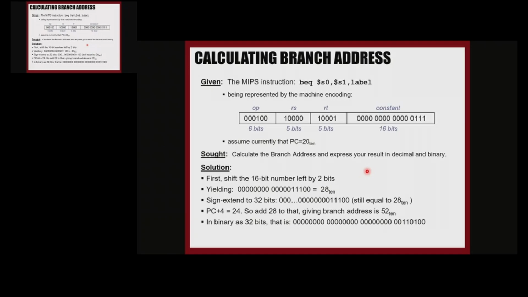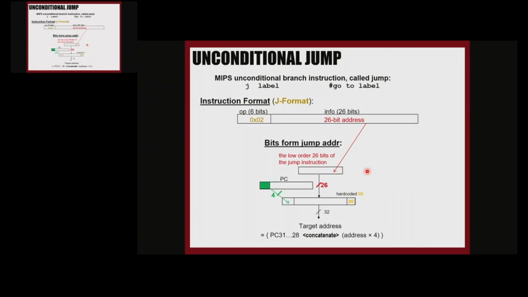Good. All right, so jump instructions, J-type instructions. So we covered pretty much a lot of R-type instructions, then I-type instructions, and now we have J-type instructions. So J format is pretty straightforward. It has opcode and 26 bits for the address. It's an unconditional jump.